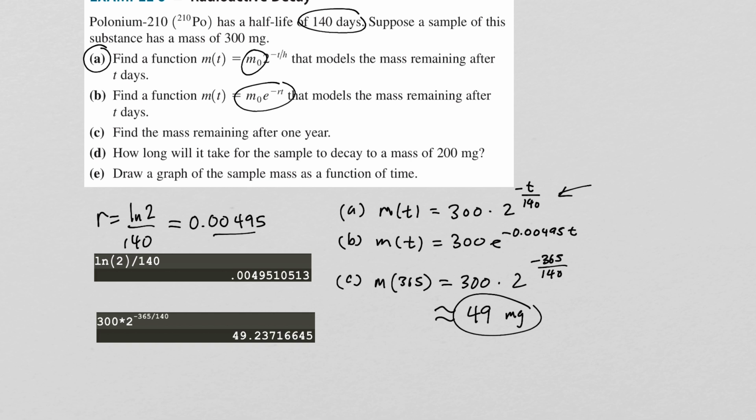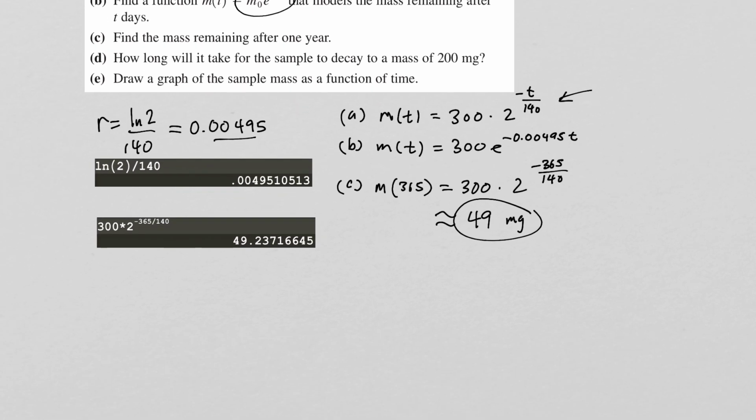For part D, how long will it take for the sample to decay to a mass of 200 milligrams? So now we're going to let m of t equal 200. And again, I could use either one of these formulas. For this one, I'll use the second formula here. So we have 200 is equal to 300 times e to the negative 0.00495 times t. And then let's divide both sides by 300.